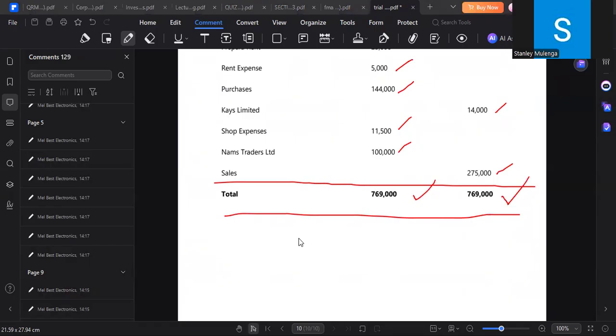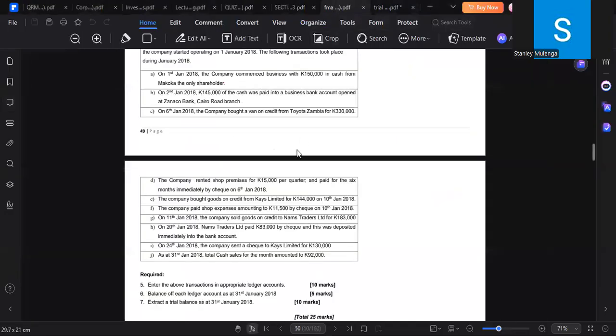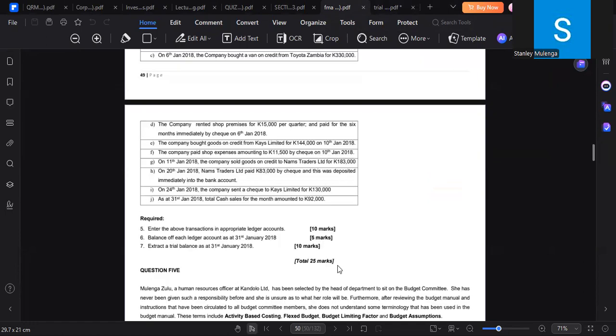All the entries must be correct. Is that clear? So hence we answer our questions above, enter the appropriate ledger account, which you've done, balance off 5 marks, then post the trial balance. So we get out 25 marks there.